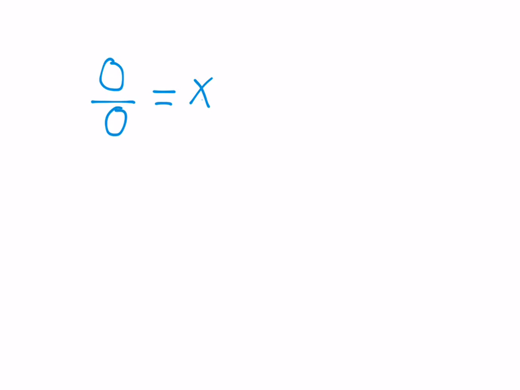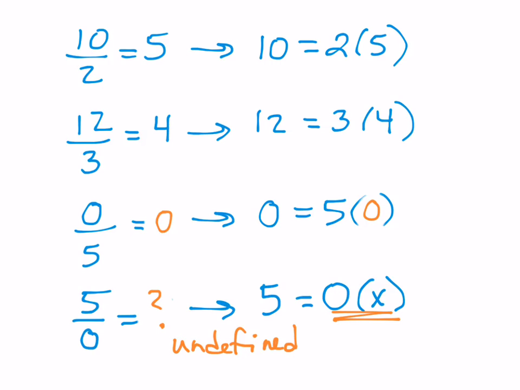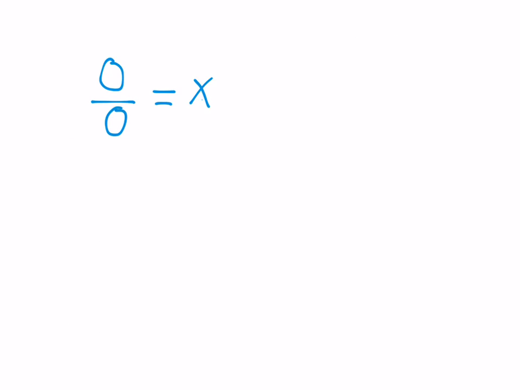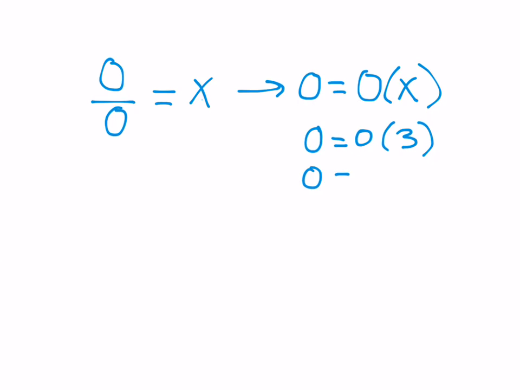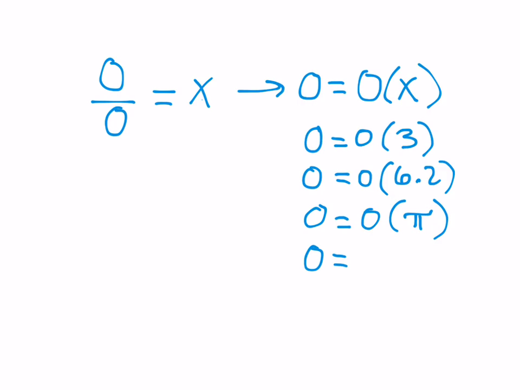What does that equal? Well, it makes sense that it would be undefined since we just said anything divided by 0 is undefined. But let's see what this looks like if we convert this to a multiplication fact. All right, so we would have here 0 equals 0 times x. All right, so now what can x be? Well, 0 equals 0 times 3, 0 equals 0 times 6.2, 0 equals 0 times pi, 0 equals 0 times square root 3.